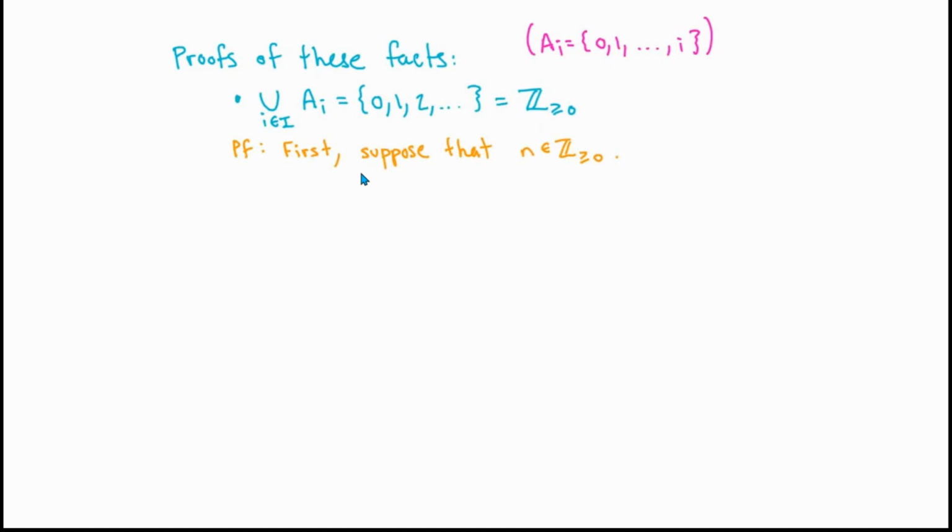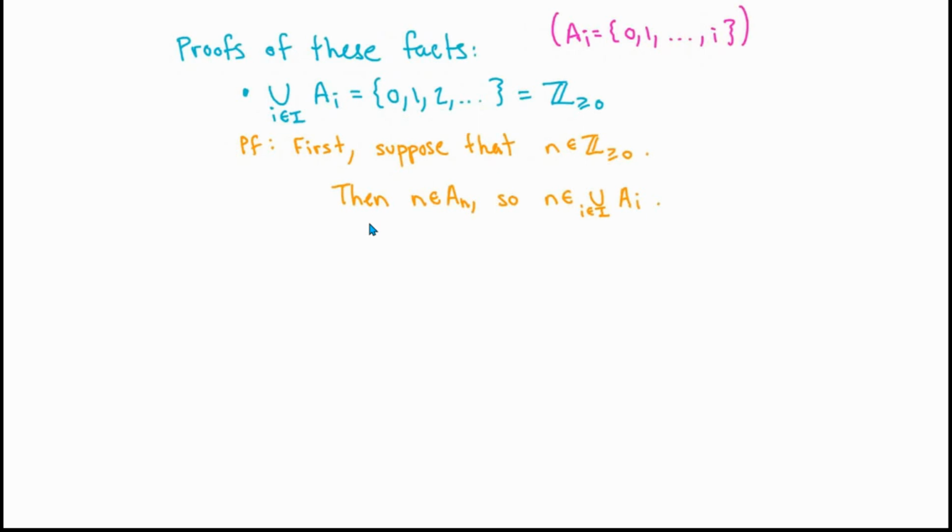First of all, for one direction of the proof, let's suppose that I have an element n of the set of non-negative integers. Well then, by construction, n is going to be an element of the set A sub n. So by the definition of the union, n is going to be an element of the union over little I in big I of the sets A sub I. Since every element of the set on the right is an element of the set on the left, that shows that the set on the right is a subset of the set on the left.